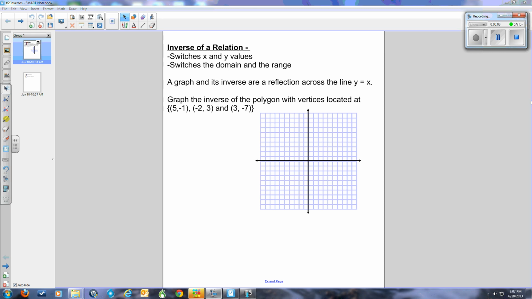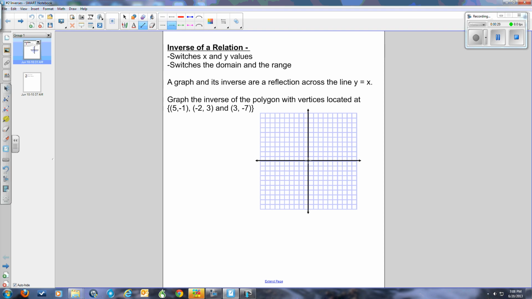Today we're going to be talking about the inverse of a relation. The inverse of a relation just basically switches the x and y values, and it switches the domain and the range. A graph and its inverse are a reflection across the line y equals x. And if you're wondering what that looks like, I'm just going to see if I can.